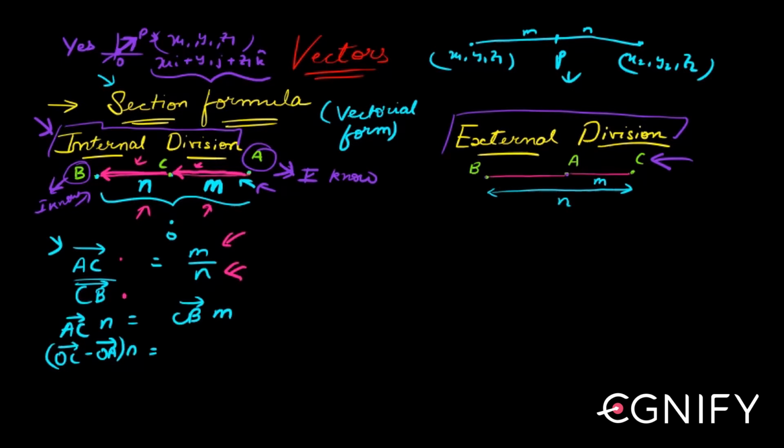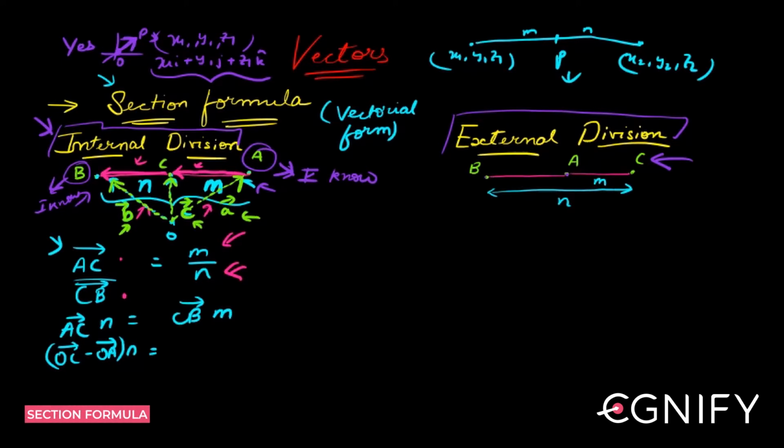If you can imagine your origin here, this will be your OB bar, which is your small b bar. This will be your OC bar, which is your small c bar. Let me use a different color for this. So, from the origin, the vector that goes to B is b bar. From the origin, the vector that goes to C is your c bar. And from the origin, the vector that goes to A is your small a bar. And these small a, b, c are your position vectors.